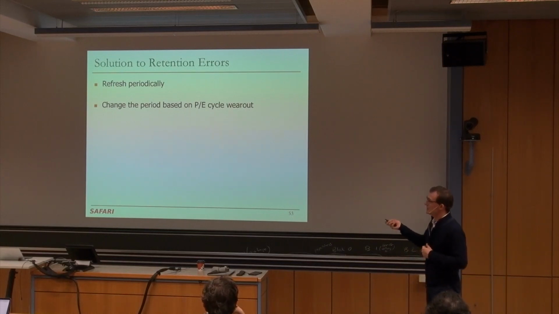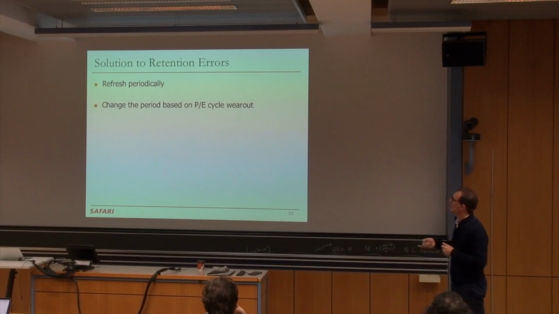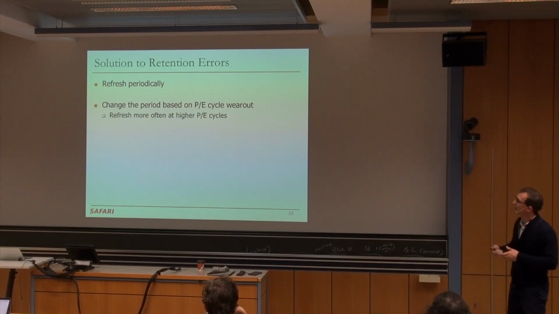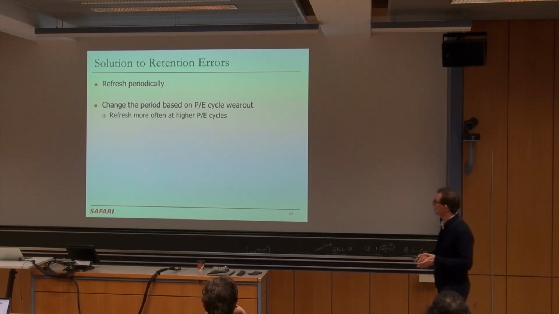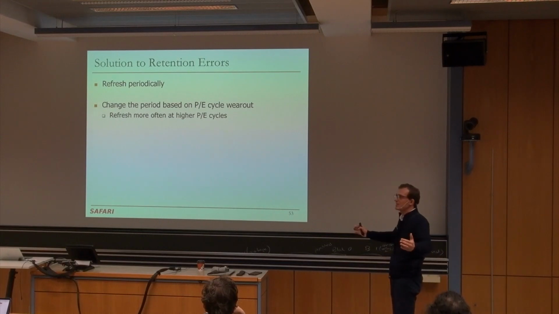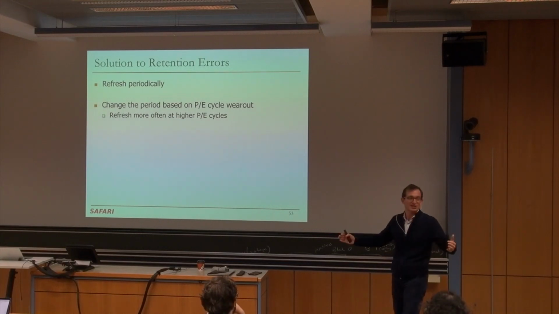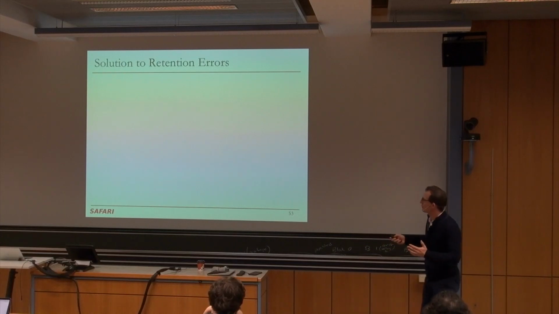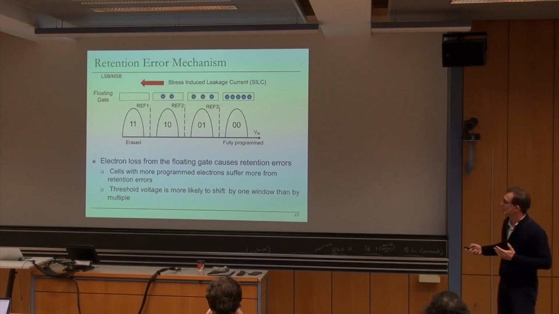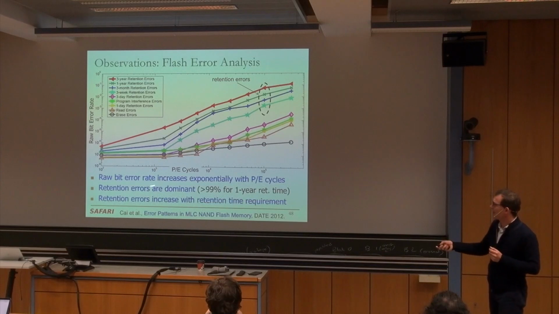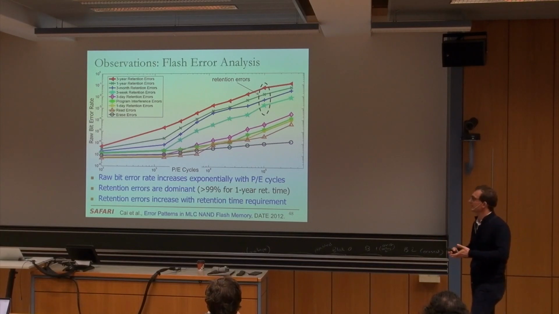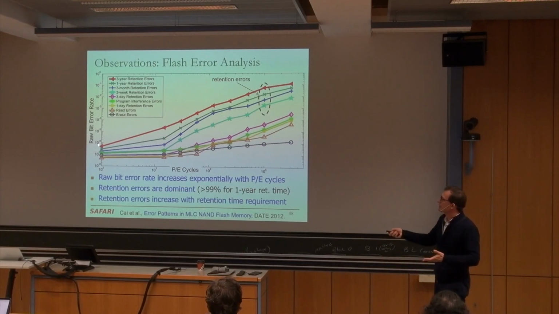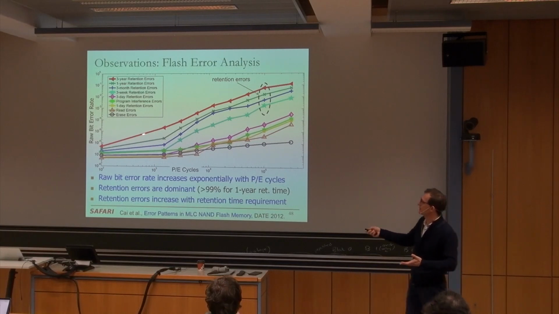Okay, the basic idea is we want to refresh periodically. You change the period based on the programming erase cycle wear out. You refresh more often at higher programming erase cycles. Because initially, there are not much retention errors. Retention errors are not a problem at lower cycles. So if you go back to this figure, it is very telling actually. If your programming erase cycles are low, your raw bit error rate is not that high. Basically, if your flash drive is not very used, that's okay. Even if your retention time is long, no problem, because your raw bit error rate is not high.